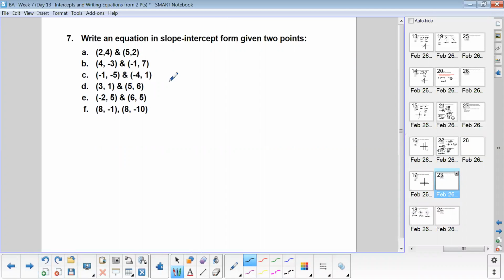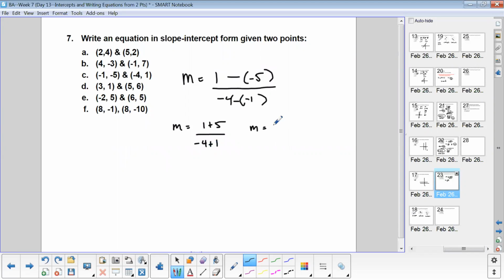Let's look at part C. I need to find the slope. So I'm going to say 1, take away -5. And then I'm going to come back here and say -4, take away -1. So 1 take away -5 would be 1 plus 5. And -4 take away -1, so it'd be -4 plus 1. So the slope would be 6 divided by -3, or the slope would be -2 again.